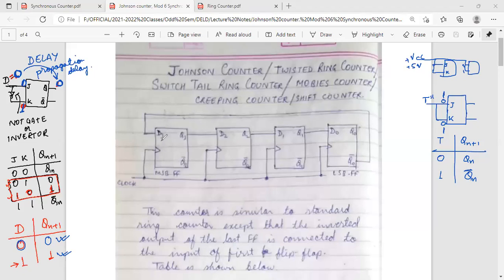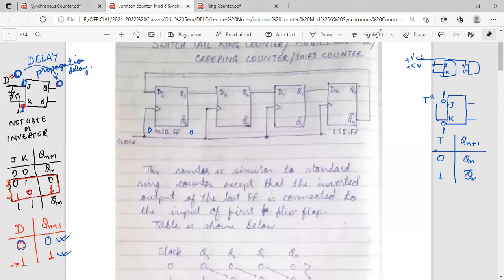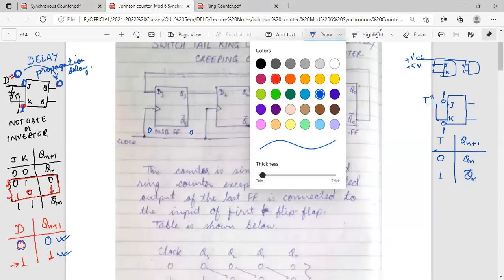So here we are using a D flip-flop. In a D flip-flop we already know that whatever input we apply, we will get the same output at the flip-flop output. Now we can see, what type of flip-flop is this? Sorry, yes, we are going through the counter. So here, what we can see.